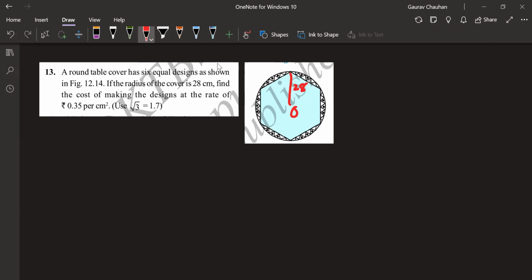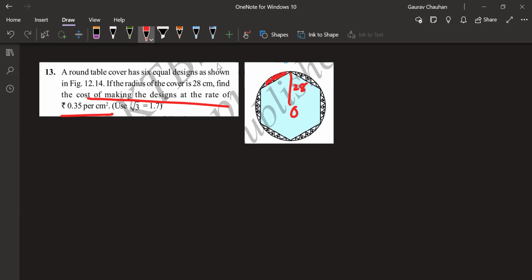Now find the cost of making the designs at the rate of 0.35 per centimeter square. Okay. Cost of making the designs. Design is only this drawing part. Okay with that? Hold on, Tulsi. Design is only this drawing part. So design is what actually?